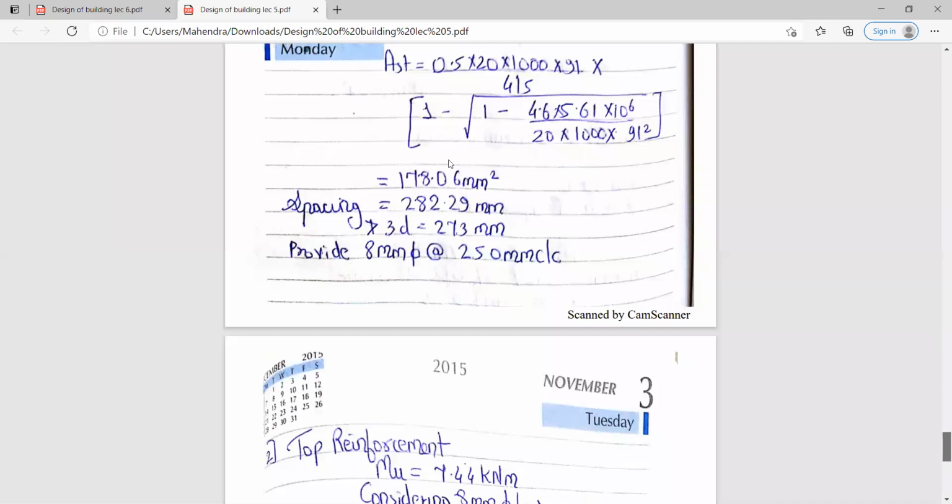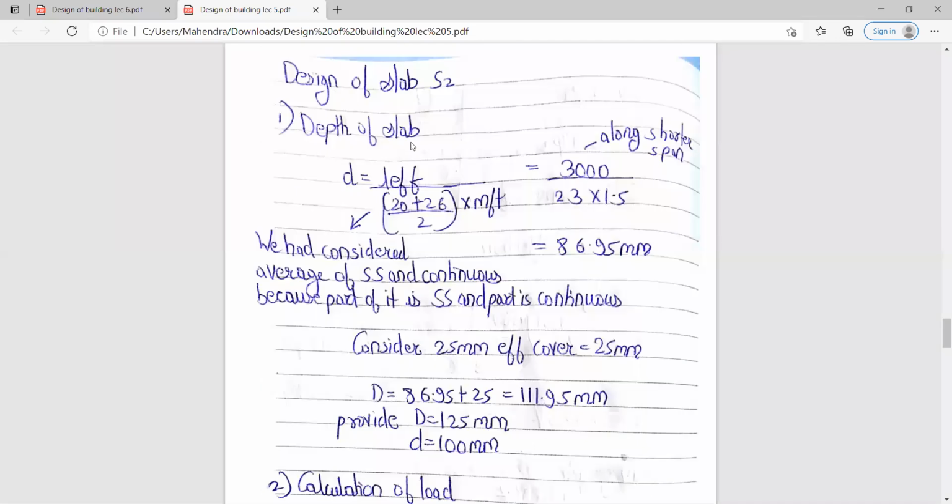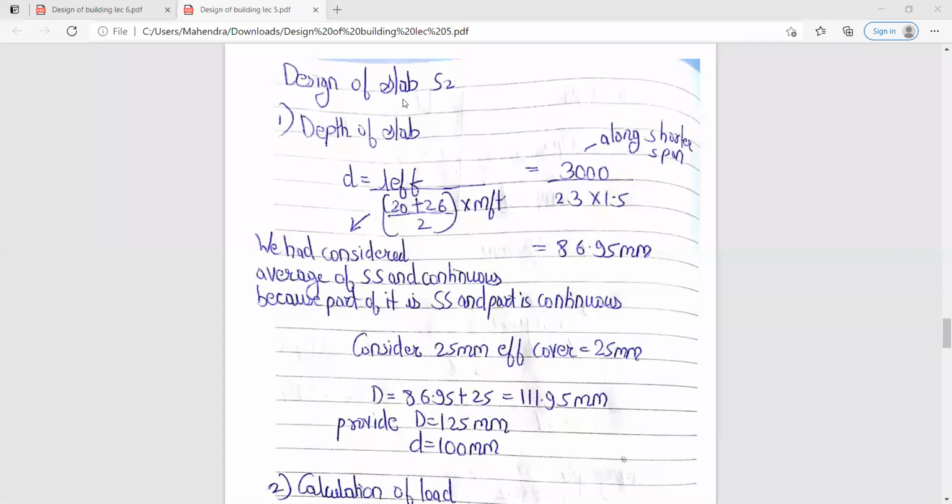We had started with the design of slab S2, and in the last lecture we had already designed for it. For the effective depth, we had considered the average of the simply supported and the continuous beam, because half of it is simply supported and half of it is continuous. That's why we considered the average and calculated the depth. So the depth we got is 125 mm, and the effective depth is 100 mm.